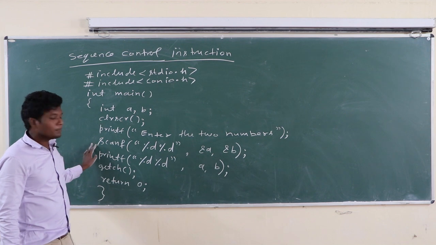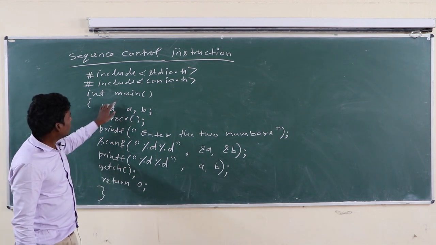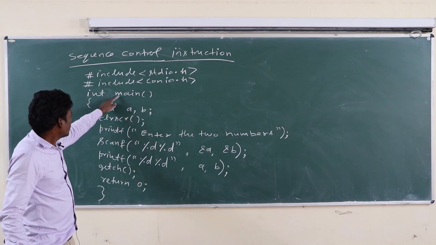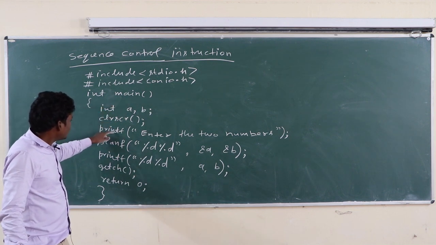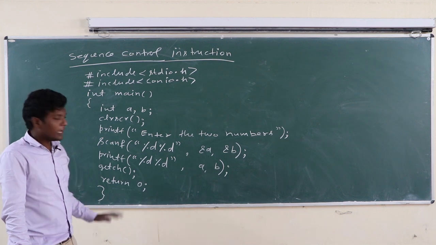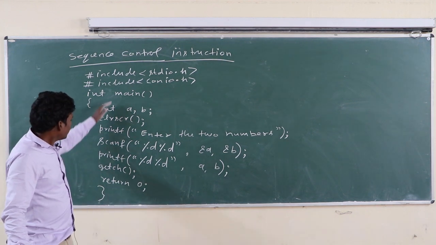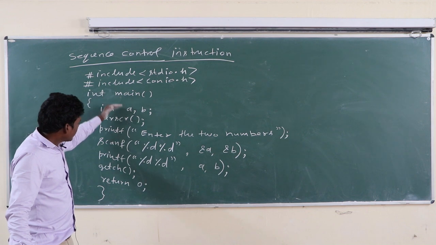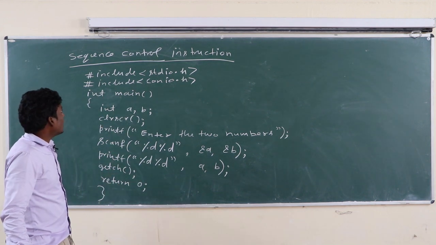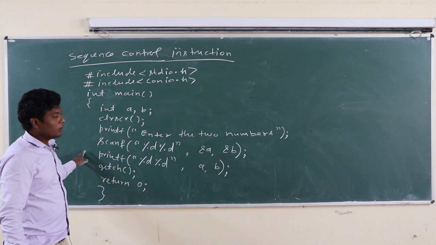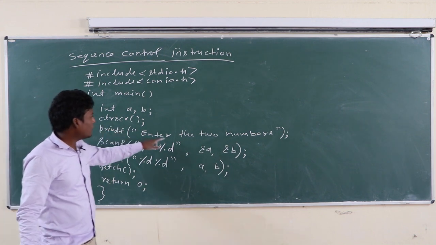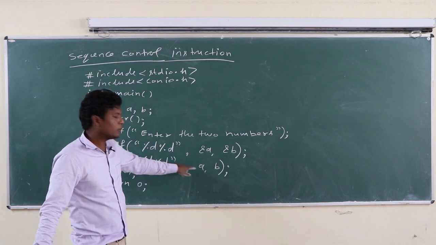Here you can see control does not skip any statement. Here control does not skip any statement. It falls sequentially throughout the program. So this is the example of sequence control. In this program we input two numbers and print those two numbers.